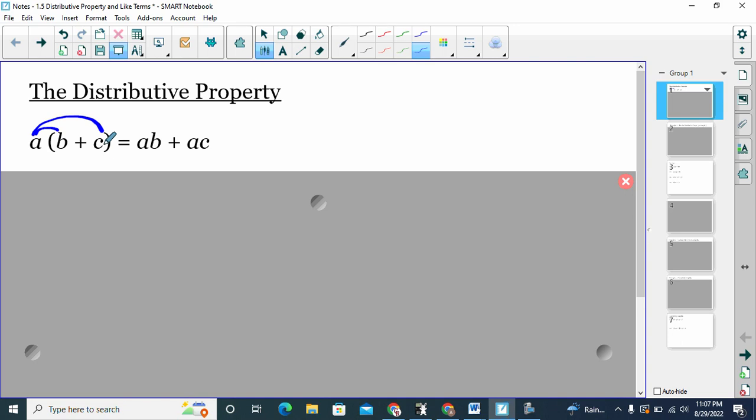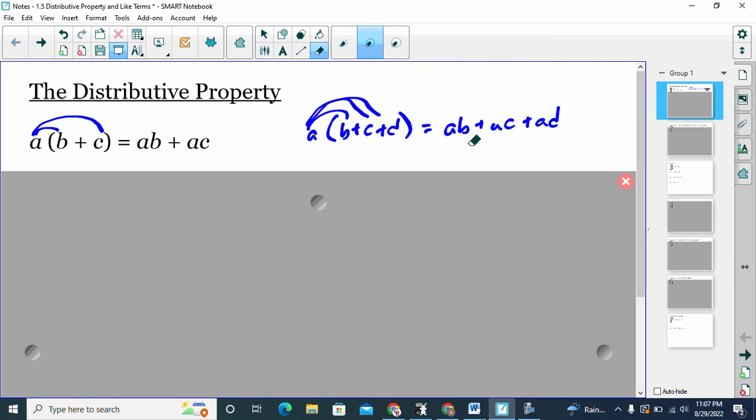If there happened to be one more, maybe it looked like this. Plus C plus D. We would do A times B, A times C, and A times D. So you distribute that A to each of the other terms. Each of these things, AB, AC, AD, all the things in between the plus signs, those are called terms.